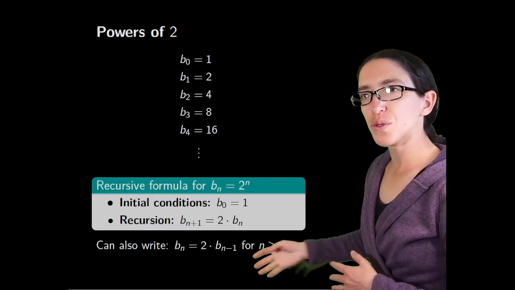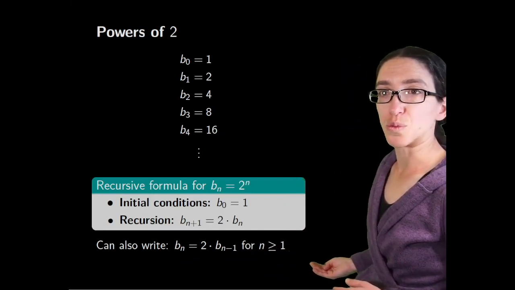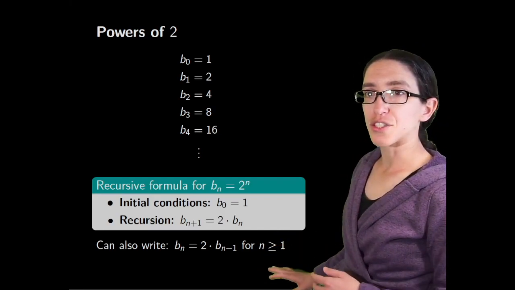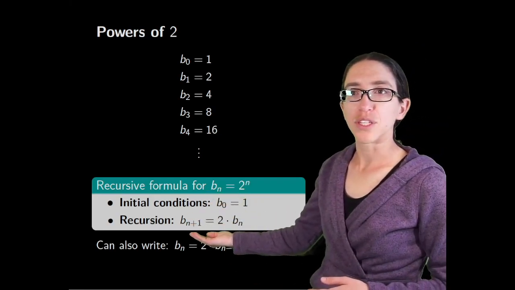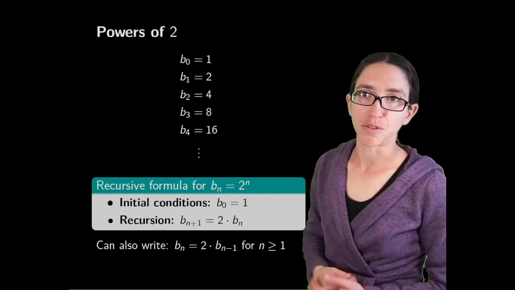Now notice we can also write b sub n equals 2 b sub n minus 1 for n at least 1 if you want. As long as you index your n correctly, you don't have to do n plus 1 in terms of n, you can also do n in terms of n minus 1. It's just a different way of writing the same thing.